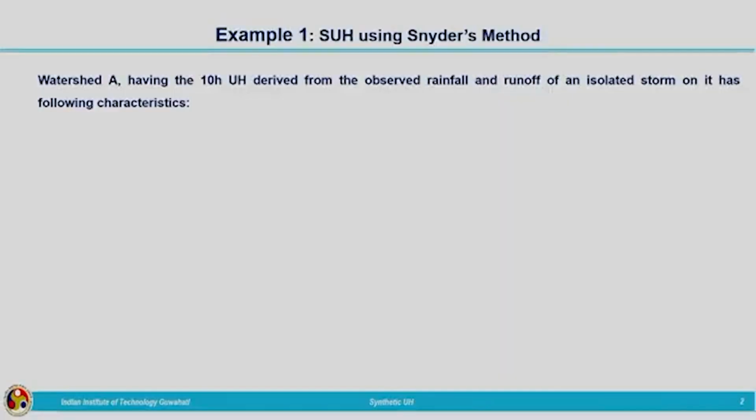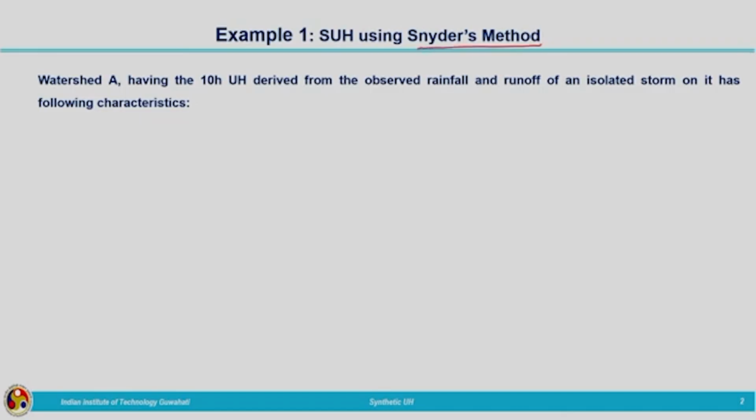Two different types of synthetic hydrographs which we have covered are Snyder's synthetic unit hydrograph and SCS dimensionless synthetic unit hydrograph. Today, let us solve some numerical examples related to these synthetic unit hydrographs. First one is related to Snyder's method.